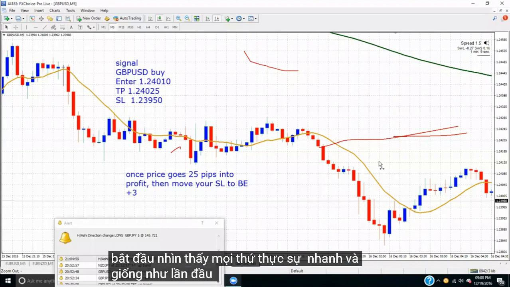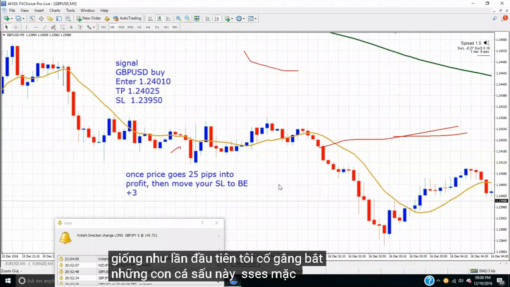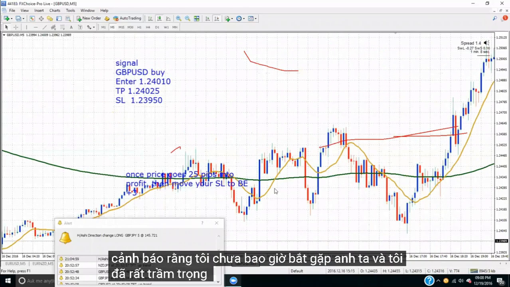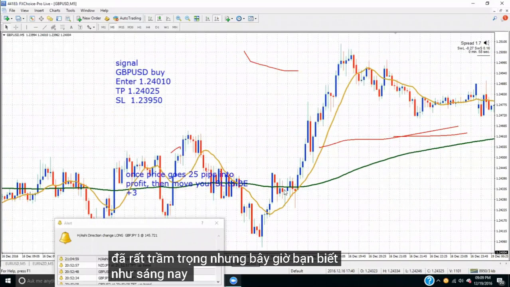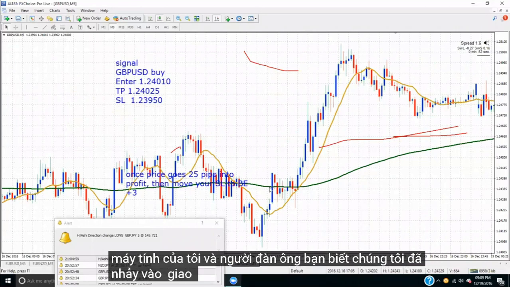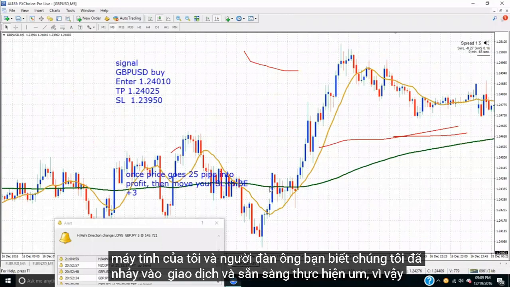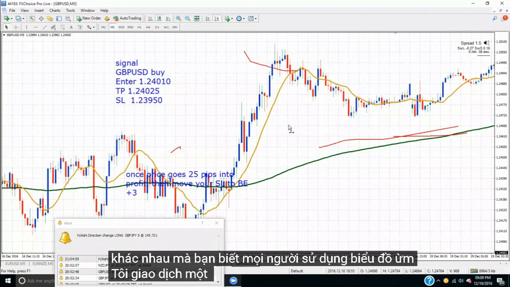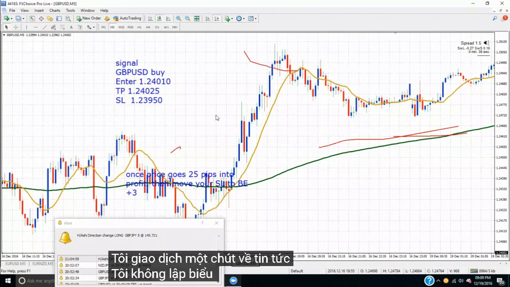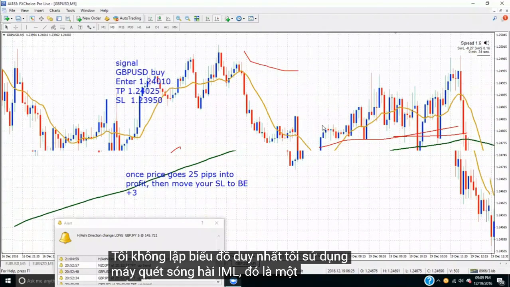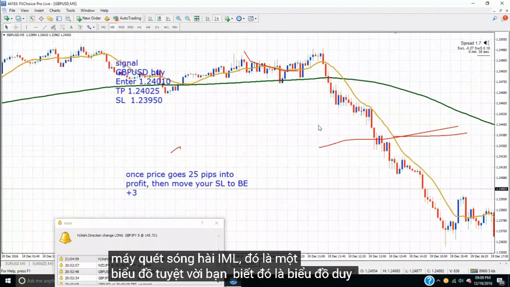When I first was trying to catch these crosses, even though I had the alerts, I never caught them, and I was so aggravated. But now, like this morning I got up at 4 o'clock, took a look at my computer, and man, we were jumping in trades and ready to go. So there's so many different ways, people use charts. I do trade a little bit on the news. I just don't chart. The only chart I use is the IML harmonic scanner. It's an amazing chart. That's the only chart I use.